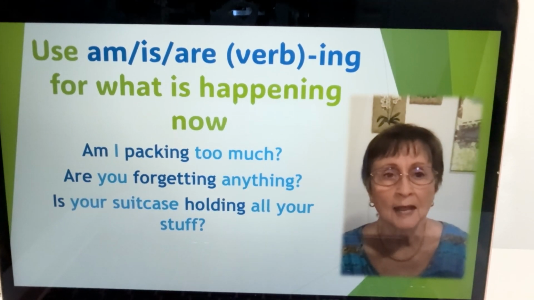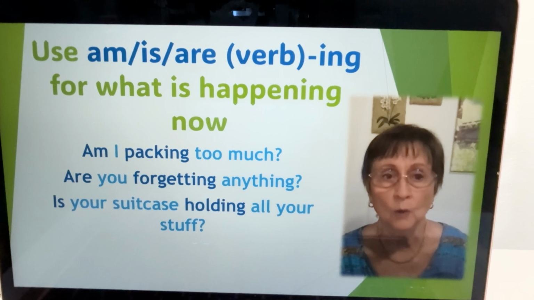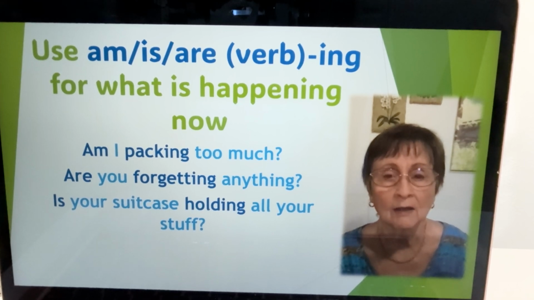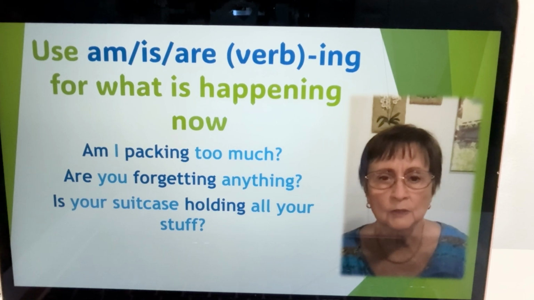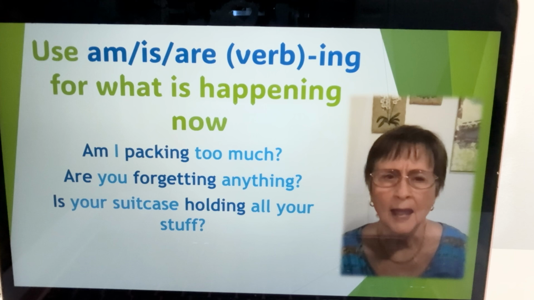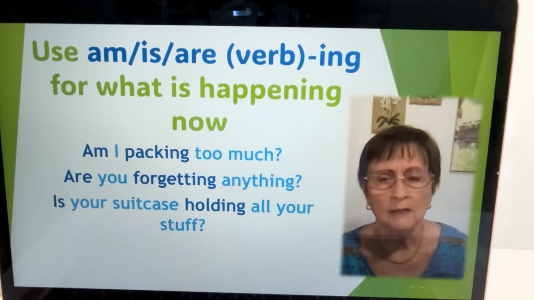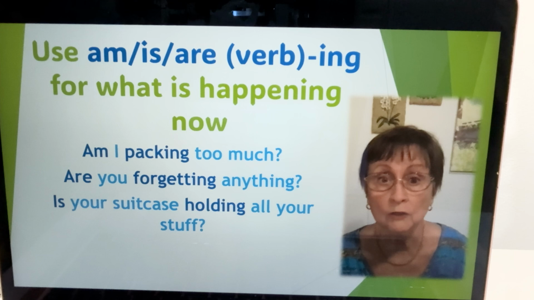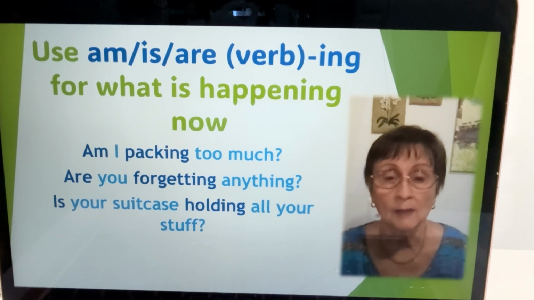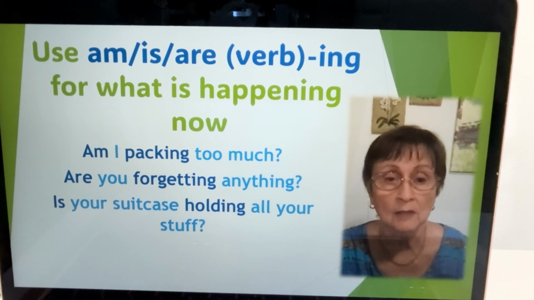When we use am, is, are in a question for right now, the helper goes in front of the subject, but otherwise it's the same. So this person keeps talking about the trip. Am I packing too much? And the other person says, are you forgetting anything? Is your suitcase holding all your stuff? We're talking about right now, so we use the ing verb with a helper.